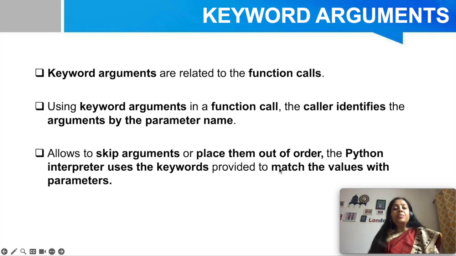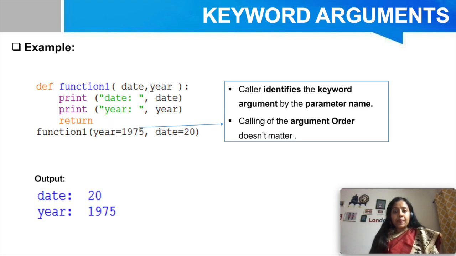Now keyword arguments are related to the function calls. Using it in a function call, the caller can identify the arguments by the parameter names. It allows to skip the arguments or place them out of order, and the Python interpreter uses the keywords provided to match the values with the parameters here.